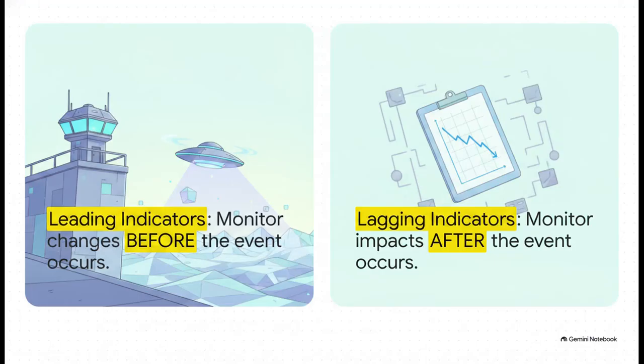Now, this leads us to a super vital distinction in monitoring: leading versus lagging indicators. Leading indicators spot the trend early. They monitor for changes in likelihood before the event even happens. Lagging indicators, on the other hand, simply monitor the number of events after they've occurred. Lagging is basically just counting the casualties. Leading is spotting the troops massing on the border so you can actually reinforce your defenses. Enterprise risk management absolutely must rely heavily on leading indicators to survive.